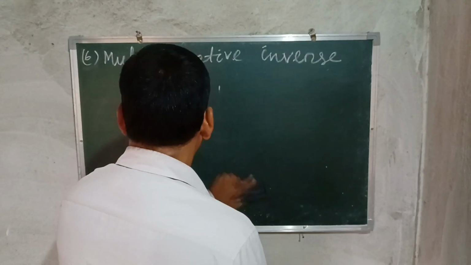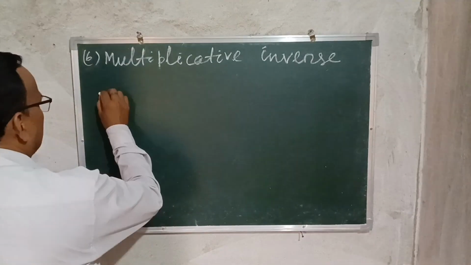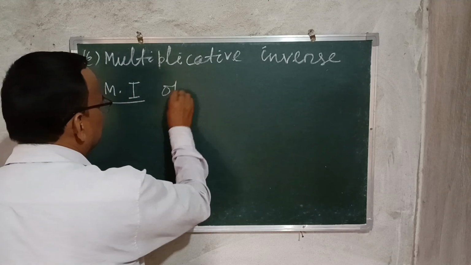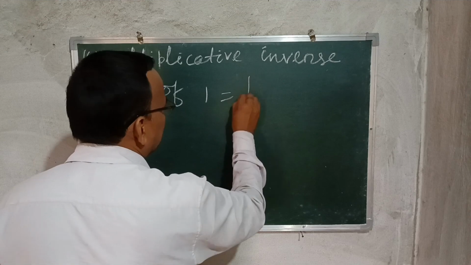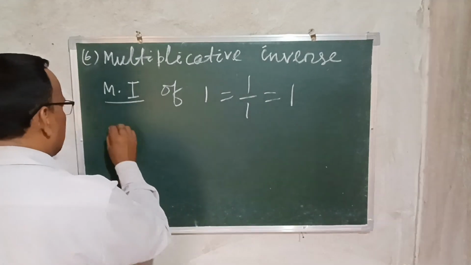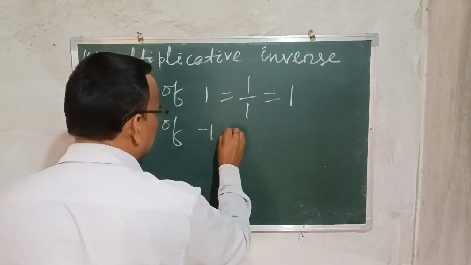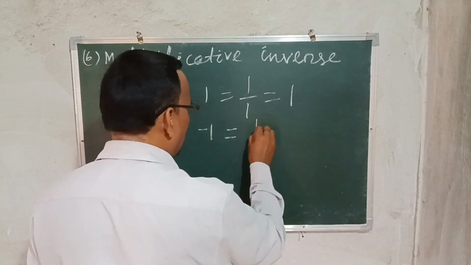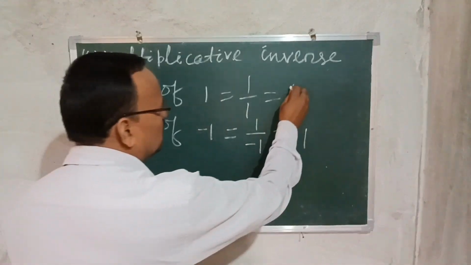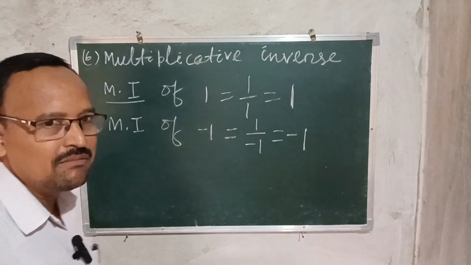Suppose I take the multiplicative inverse of 1, that is equal to 1 by 1, that is equal to 1. The multiplicative inverse of minus 1 is equal to 1 by minus 1, and that is equal to minus 1. So these are the two integers, 1 and minus 1, which are equal to their multiplicative inverse.